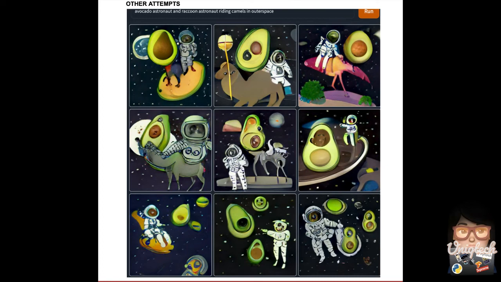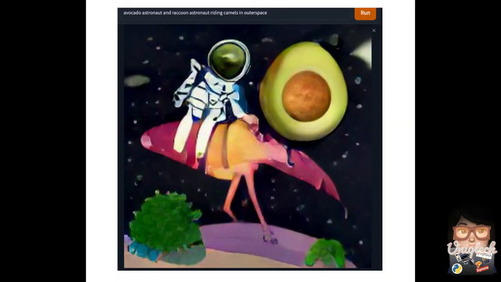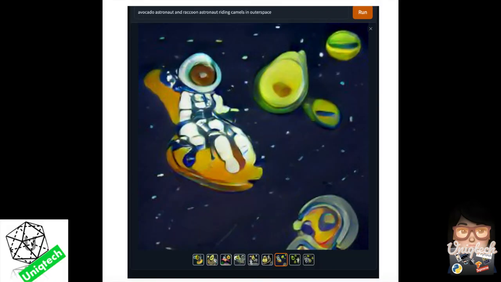Here is an avocado astronaut and raccoon astronaut riding camel in outer space. If you look closely, the astronaut in the helmet is actually an avocado face. So it was a little jumbled up, and you can see it was a little confused, but it did generate an avocado astronaut and a camel, sort of, and some interesting avocado planets. So it wasn't quite exactly what I asked for, but I'm already pretty amazed by the creativity of these fantastic futuristic creations. And I also tried Kingfisher with the protest sign.